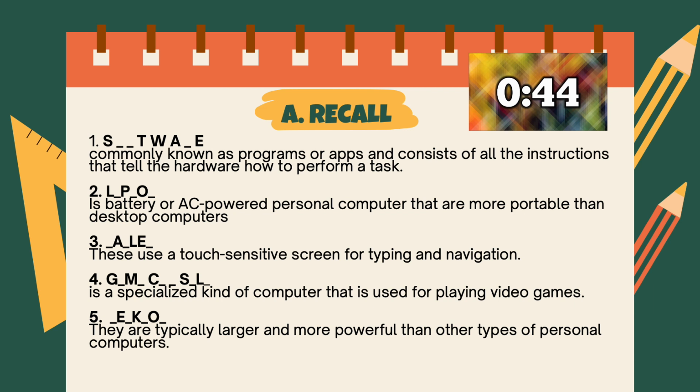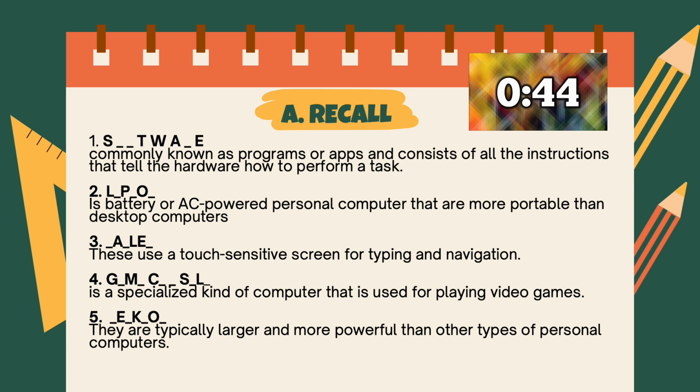So let's answer the questions. Number one, commonly known as programs or apps, consists of all the instructions that tell the hardware how to perform a task. Your answer is software. Very good. Next, number two is a battery or AC powered personal computer that is more portable than desktop computers. The answer is laptop. Very good.